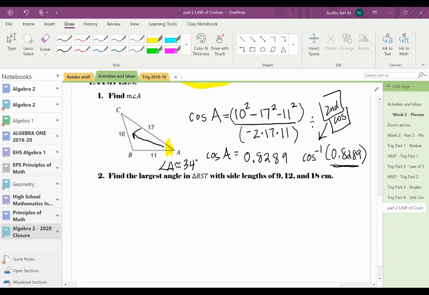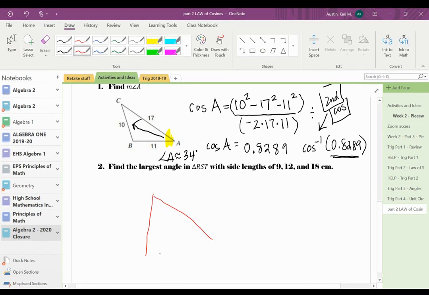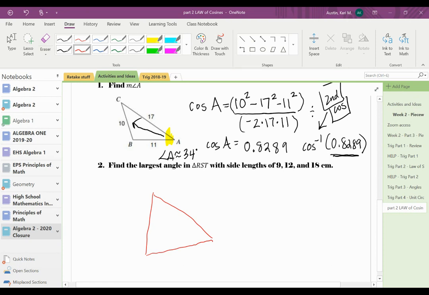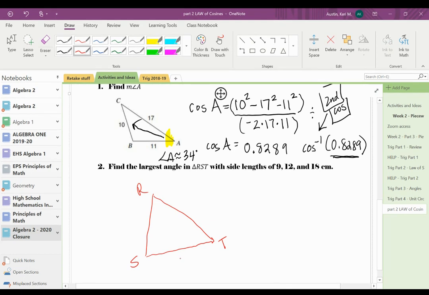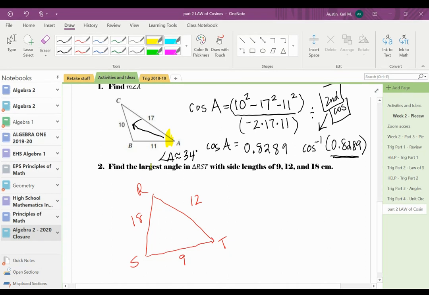Find the largest angle in triangle RST with side lengths of 9, 12, and 18. So they are not giving us a picture, and I like to have a picture. Doesn't matter where I put this, RST, and they don't even tell me which ones correspond to which side, so I can put whatever I want. I'll do 9, 12, and 18. Now, it says the largest angle.